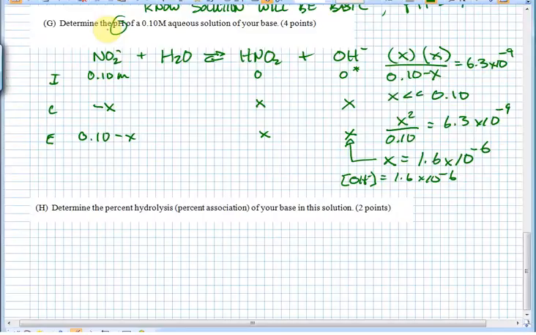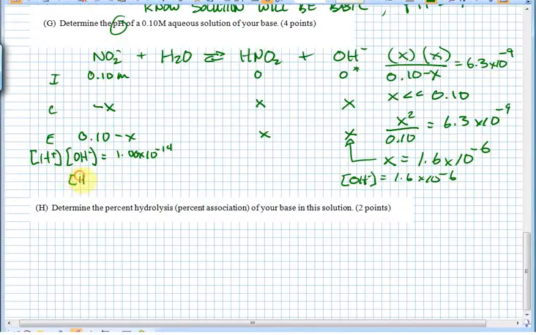Don't be fooled at this point. Many people think they're finished when they've gotten x. And remember, we're working from a base perspective. So there are a couple of ways to do this. We could first say, okay, Kw, the product of the hydrogen ion concentration times the hydroxide ion concentration in any solution has to be equal to 1.0 times 10 to the minus 14th.